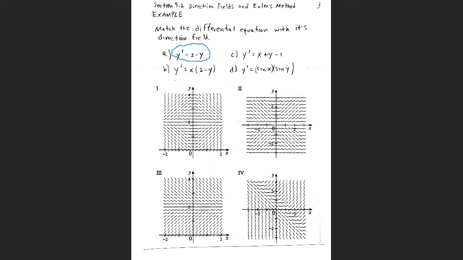Oh, Rodrigo says 2. And why, Rodrigo, are you saying let y is 2? Why is that value interesting for the differential equation in A here? What's interesting about letting y equals 2?